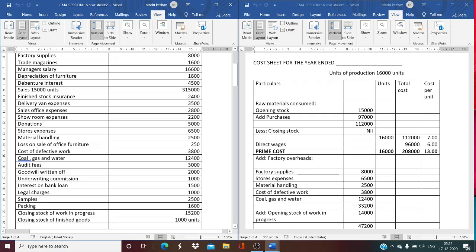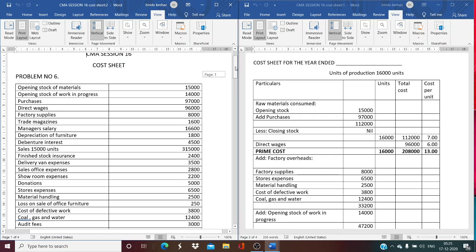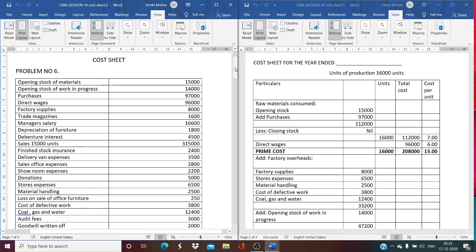We have information about the closing stock of work in progress as well as the closing stock of finished goods, 1000 units. So we need to analyze the various items given here. One by one we have seen now. We have materials, work in progress, purchases of materials and direct wages. Then information regarding the various overheads. It may be factory overheads, office overheads or selling and distribution overheads.